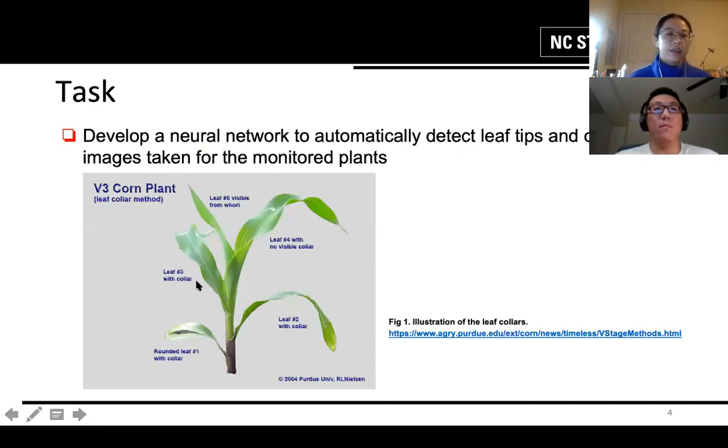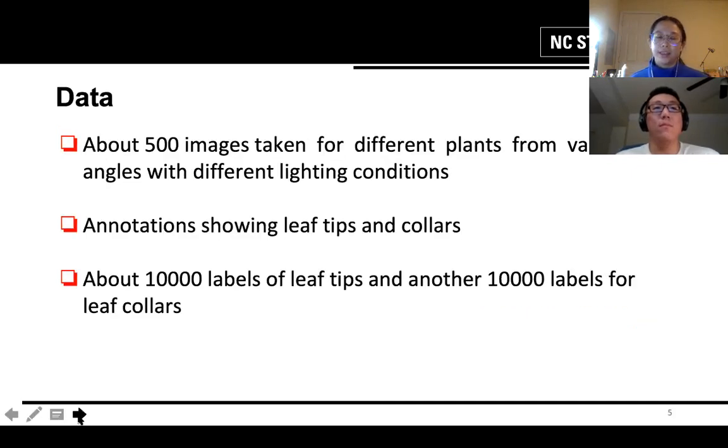So our task is to develop a neural network-based algorithm to automatically detect leaf tips and colors in images taken for the monitored plants. The dataset we used in our experiment is about 500 images taken of different plants from various angles of the camera and also under different lighting conditions. Then we annotated these leaf tips and colors. In the end, we obtain 10,000 labels of leaf tips and another 10,000 labels for leaf colors.